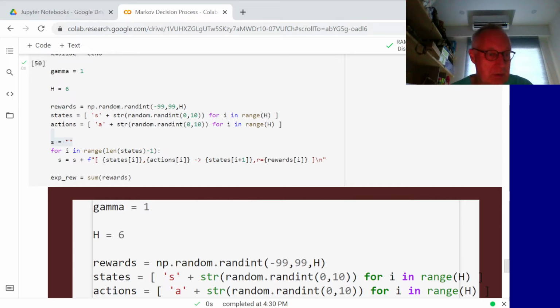Some rewards. 0.8 times 75 plus 0.8 squared times 77.